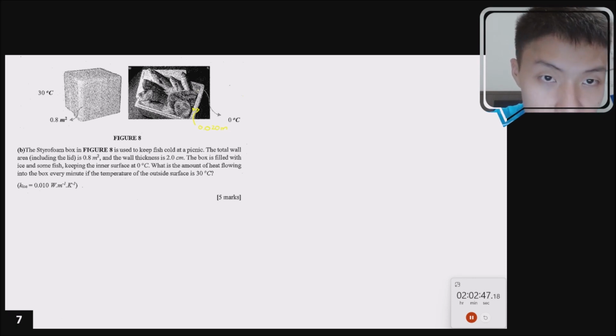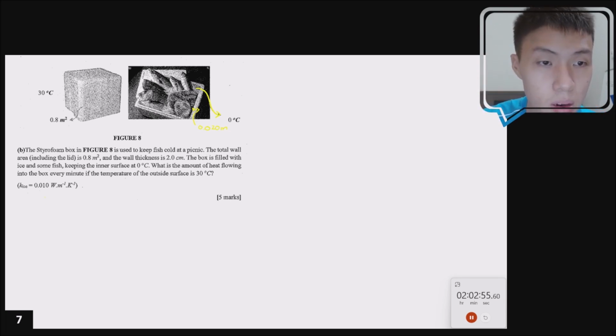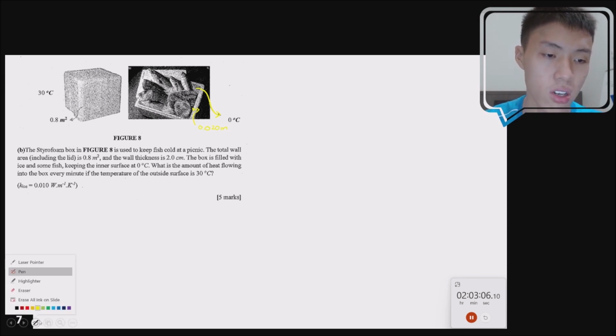This one I think is not labeled clearly. In the ice box is 0 degrees Celsius. Then what is the amount of heat flowing into the box every minute if the temperature outside the surface is 30 degrees Celsius? So outside is 30, inside is 0. Because outside is hot, inside is cold, heat will flow from outside the box into the box.